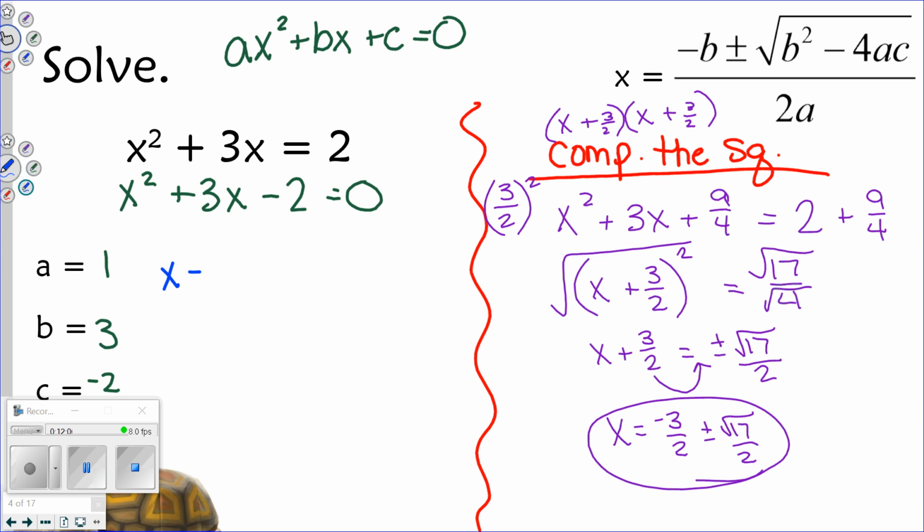So x equals negative b, so negative 3. You can read a negative sign as an opposite sign. So it's really saying the opposite of b. So it always flips that sign.